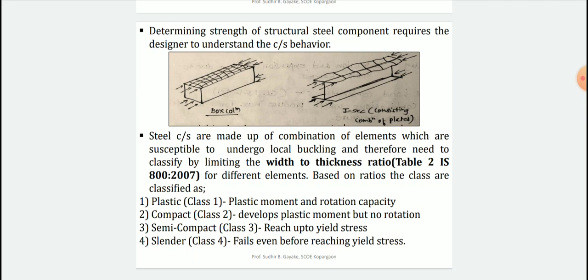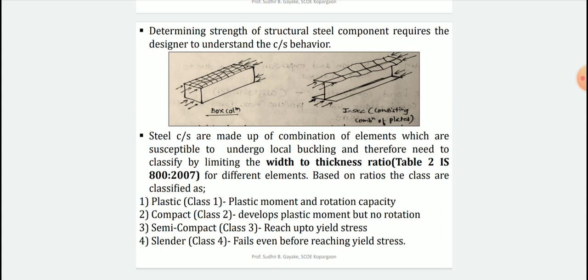Two cross sections are shown: a box column, and an I section consisting of a combination of plates. When load is applied on the periphery or cross sectional area, the entire box section is going to come into the picture, while in case of the steel I section the load is applied initially on the flanges, then on the web, and then on the bottom flange. So individually each element is going to take the load. For determining the strength of a structural steel component, the designer needs to understand the cross sectional behavior.